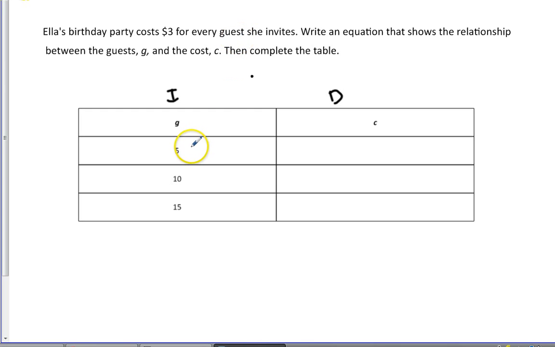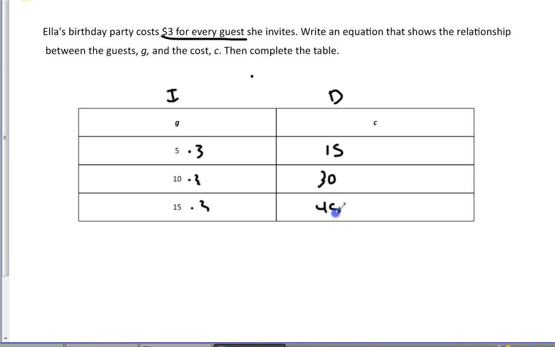So if I have 5 guests and each of those guests is going to cost me $3, I'm going to have to multiply by 3 in order to get my cost. And that comes from right here, $3 for every guest. So then I would have to do times 3 here, and it would cost me $30. And I'd have to do times 3 here, which would cost me $45.